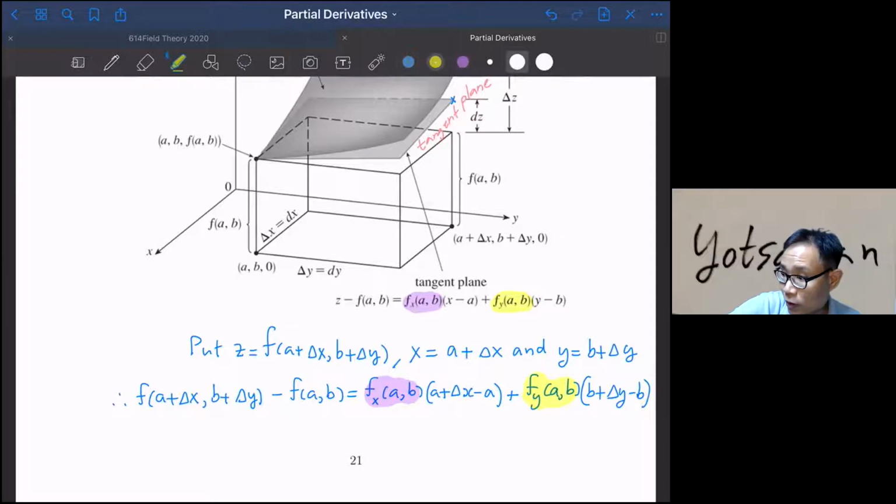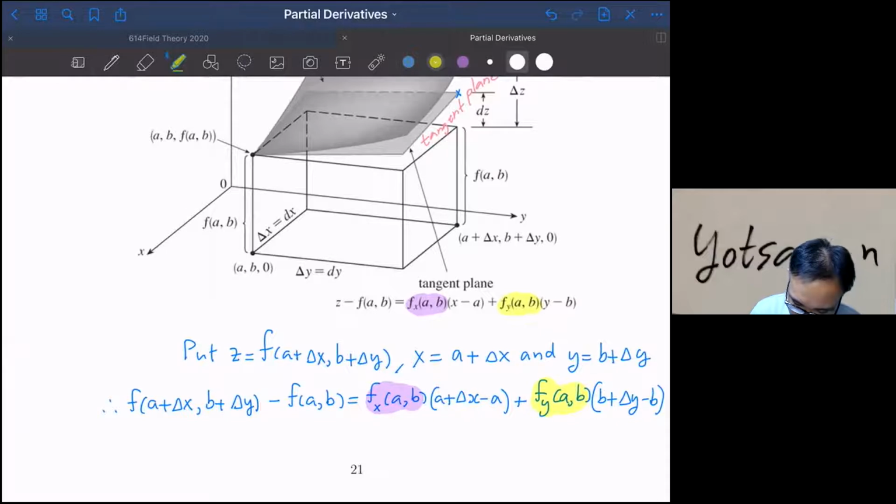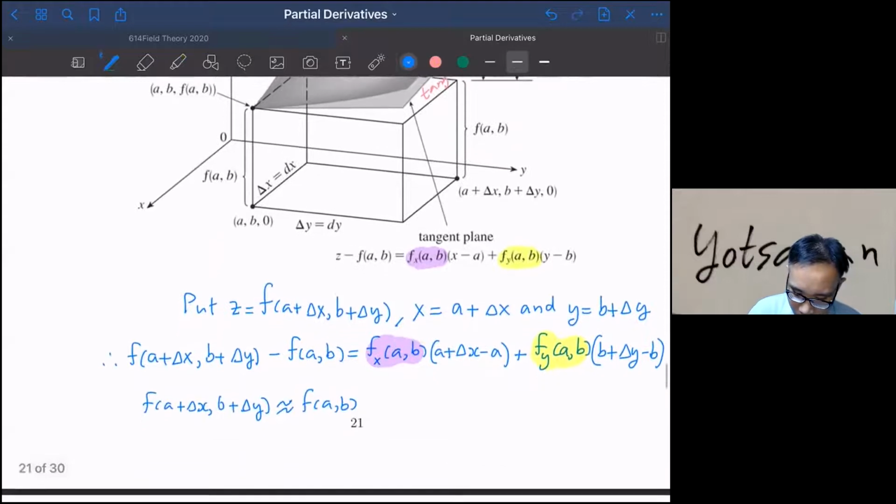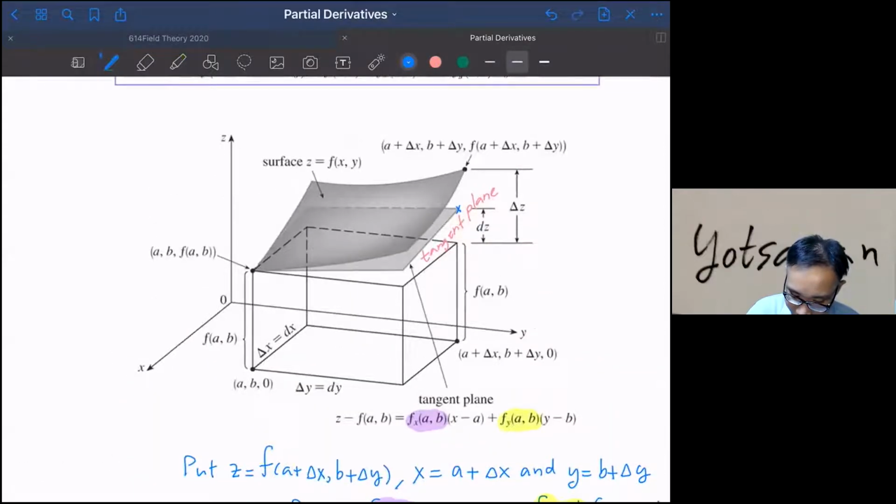So for this one, I am able to simplify it. This will be the approximation. The approximation for f(a plus delta x, b plus delta y) is equal to f(a, b) plus those terms. This is an approximation because this point is on the plane, so it turns out to be this set. It is not equal to the actual point on the surface.